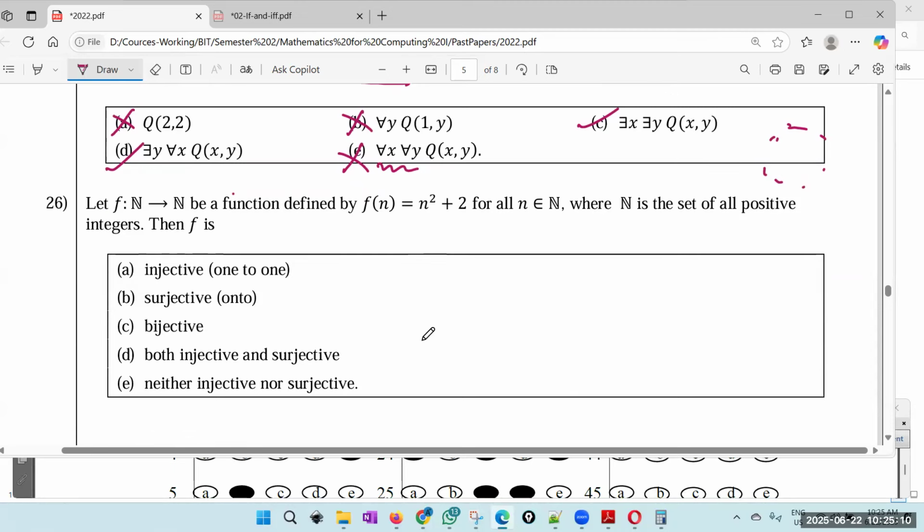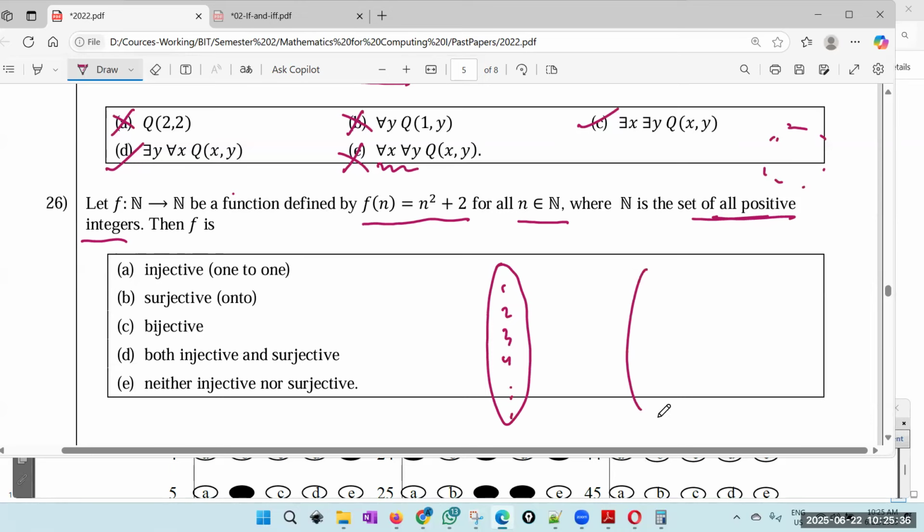Let f from N to N be a function defined by f(n) equals n squared plus 2, for natural numbers. Natural numbers means 1, 2, 3, 4, 5, 6, all positive integers. 0 is not there, and negative values are not there. So our domain is 1, 2, 3, 4, and so on. 1 is mapped to 1 squared plus 2, which is 3. 2 is mapped to 4 plus 2, which is 6. 3 is mapped to 9 plus 2, which is 11.